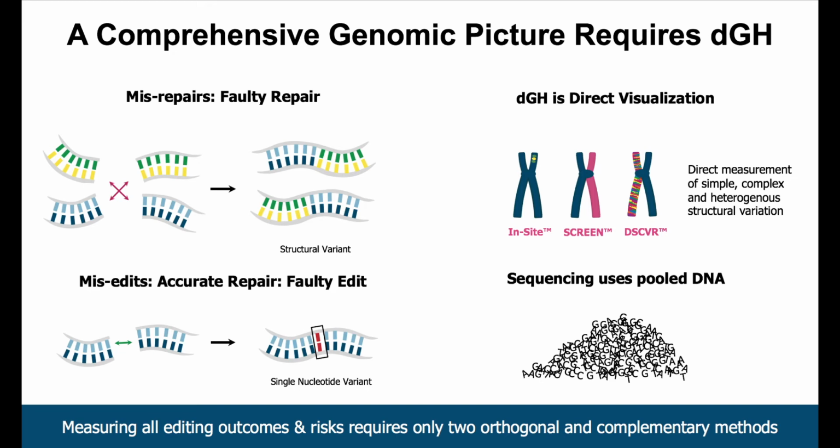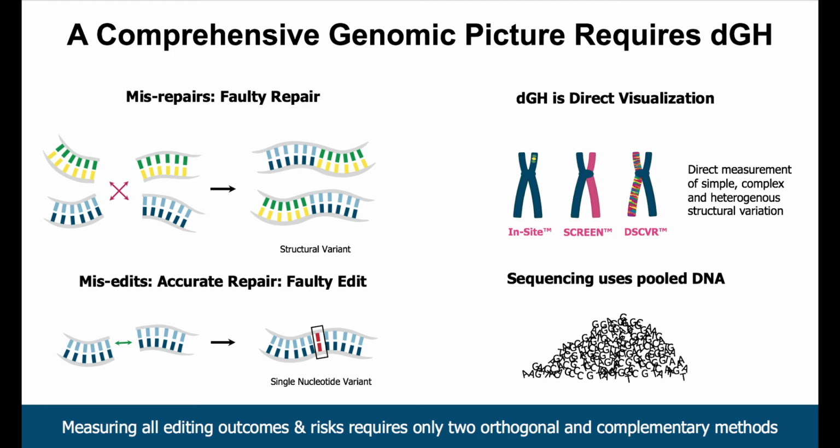DGH and sequencing measure different things and are complementary and orthogonal techniques. DGH is a single cell technique and captures structural and cellular context that is lost by analyses of pooled DNA that rely on bioinformatic reconstruction and prediction of structure.